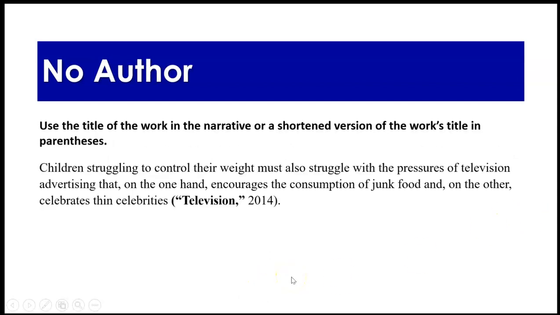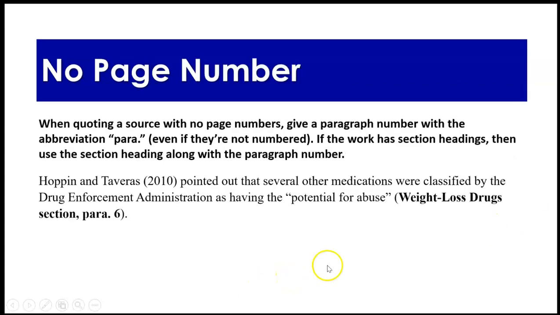Make sure I didn't skip one. Yeah, I didn't. Okay, good. Okay, so no page number. When quoting a source with no page numbers, give a paragraph number with the abbreviation para, even if they're not numbered. If the work has section headings, then use the section heading along with the paragraph number.